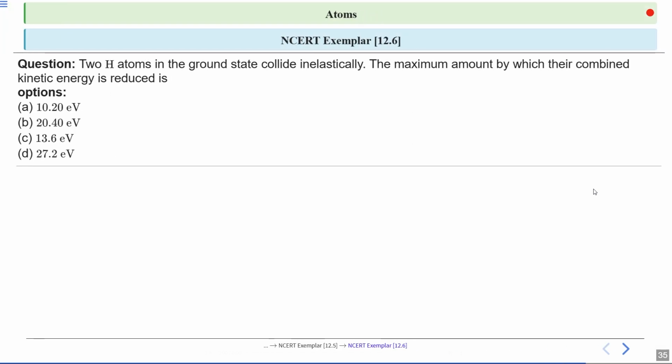Let's examine the next question about what happens when two hydrogen atoms in their ground state collide inelastically. Notice how the question asks about the maximum reduction in their combined kinetic energy. This means we are looking at how much energy can be transferred from their motion to something else, like exciting the atoms. This type of problem tests your understanding of atomic energy levels, specifically for hydrogen atoms, and how inelastic collisions can transfer kinetic energy into internal energy. Four options are given and you have to choose the correct one.